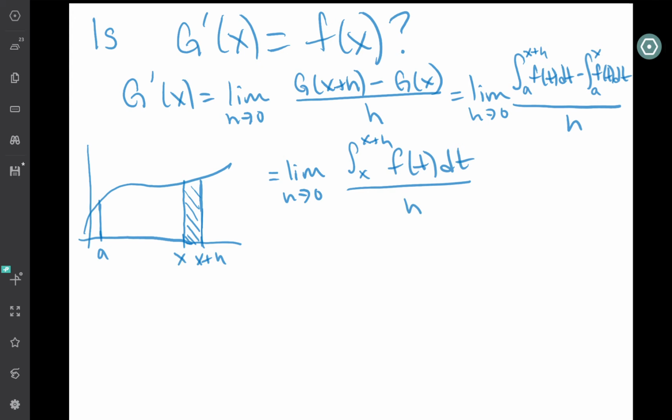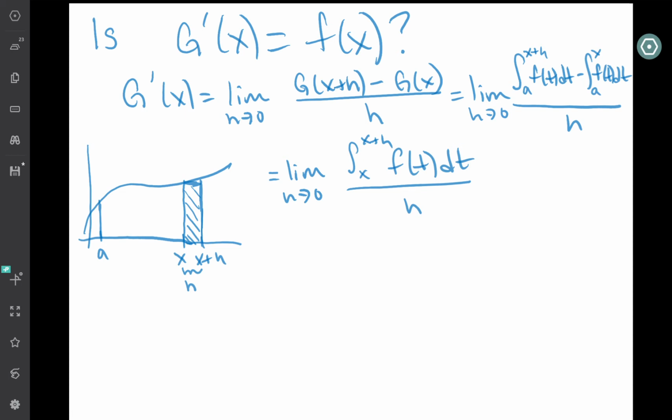But I want to go further than this. I want to look at my picture and say, okay, this little strip is h units wide, and we're letting h get really small. So even in this picture where h isn't infinitely tiny, I can see that I should be able to do a really good job of estimating the area of that strip with a little rectangle. And the skinnier that little strip gets, the more perfect that estimate is going to get.